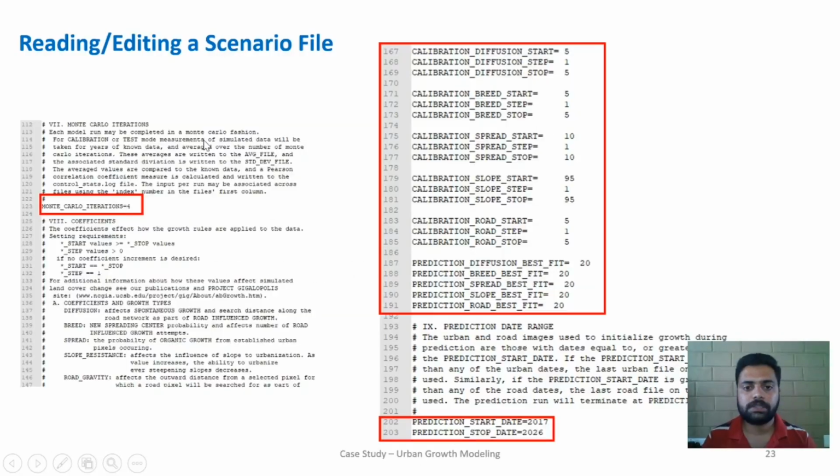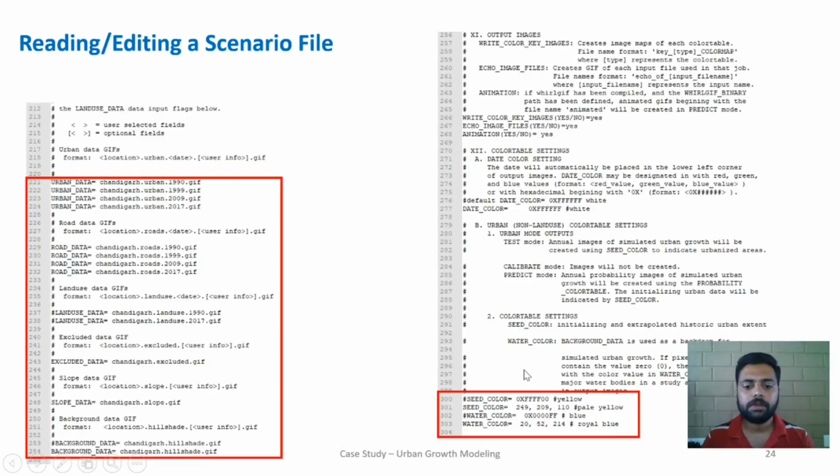So like this you can also set the various calibration parameters. Here you can see diffusion start 5, diffusion step 1, diffusion stop is 5. That means it will take a single value of diffusion as 5. And similarly you can have any values here ranging from 1 to 100 based on your calibration. So similarly you have values for prediction also, and you can also set the prediction start date and end date. For example, prediction start date can be 2020 and prediction end date can be 2026, something like that. And finally you can set color table settings can also be made in the scenario file.